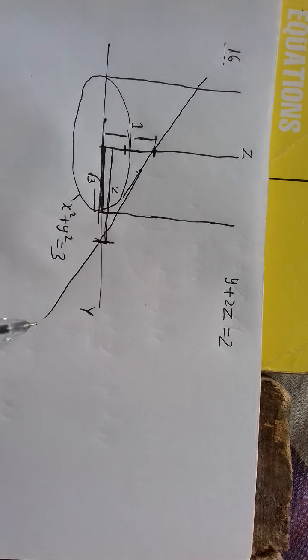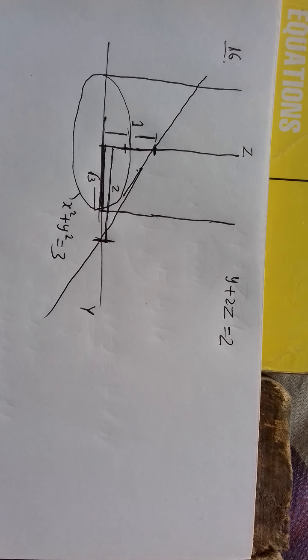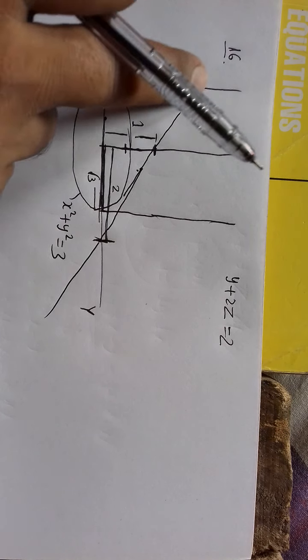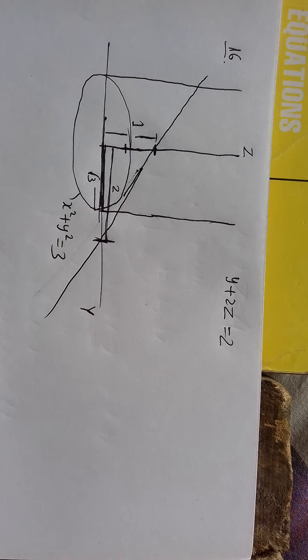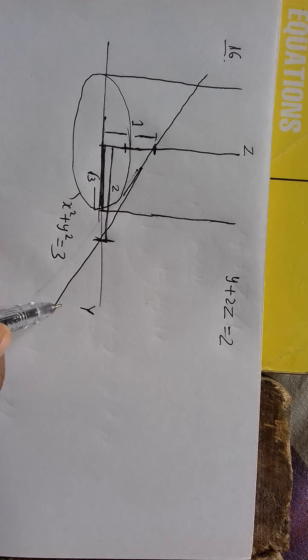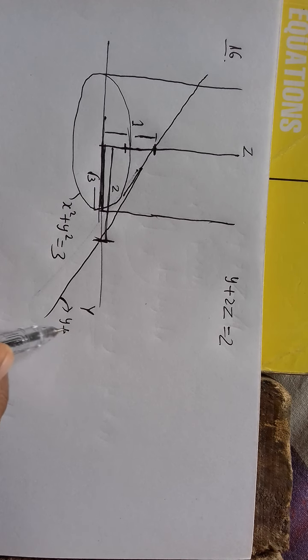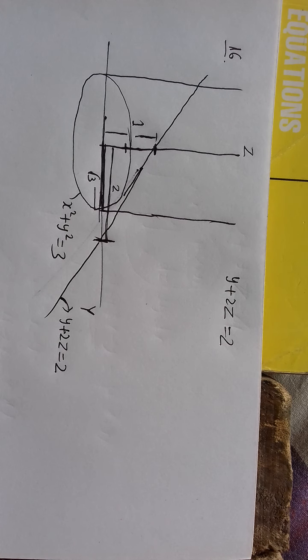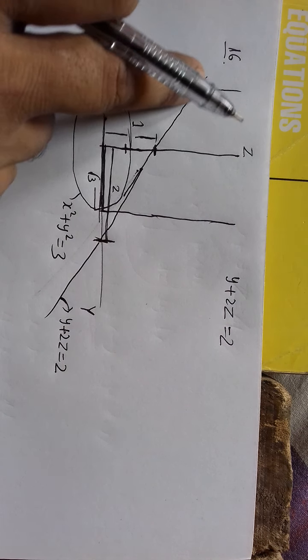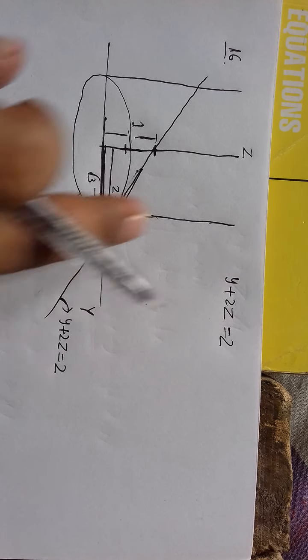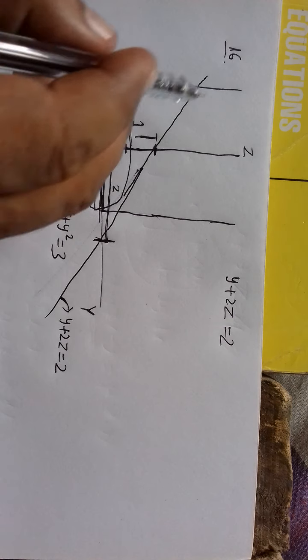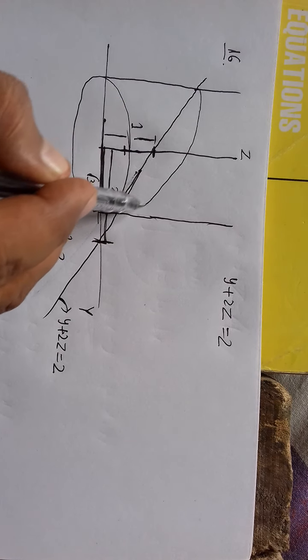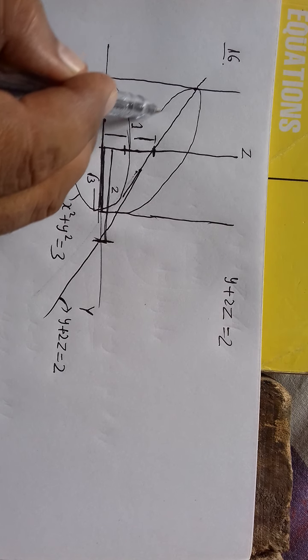This looks like a straight line to you, but in 3 dimensions this is a plane, and this is y plus 2z equals 2. Now we have to find the intersection of this plane and this cylinder, which will be a circle. This circle.